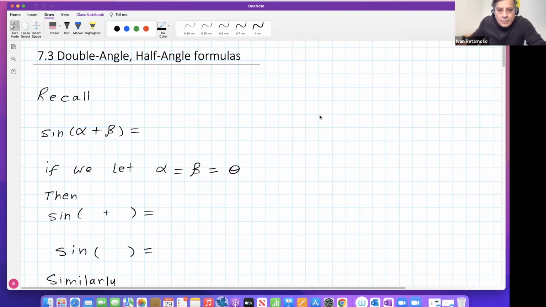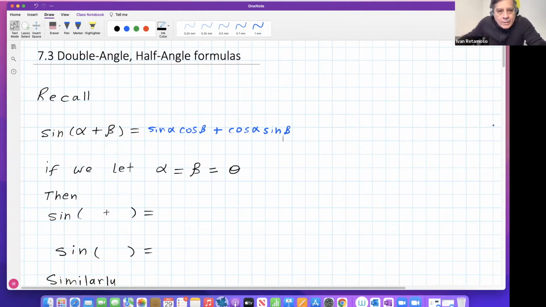For this, recall we have seen this formula before in the previous lecture. Sine of alpha plus beta is equal to sine of alpha multiplied by cosine of beta plus cosine of alpha multiplied by sine of beta, right?